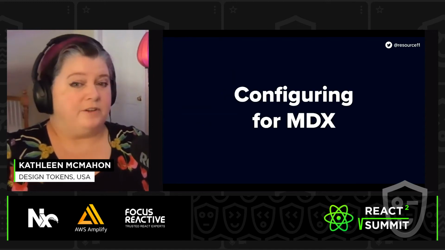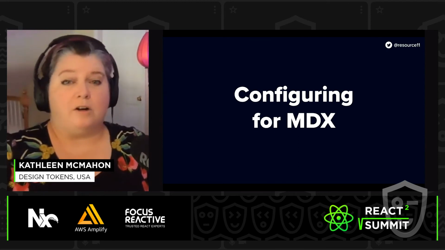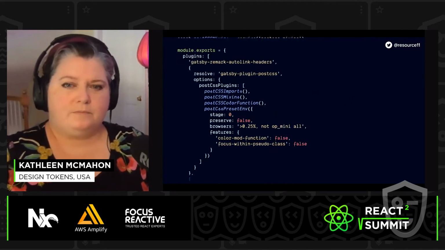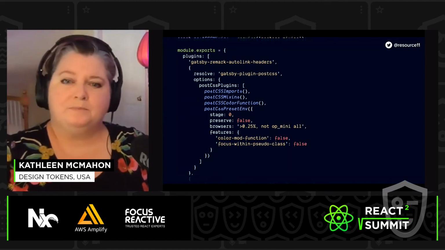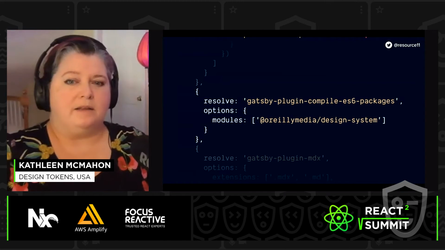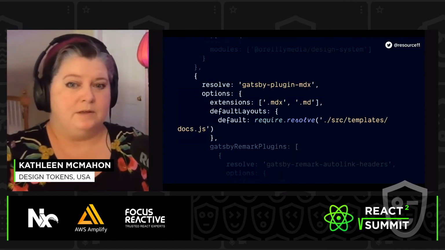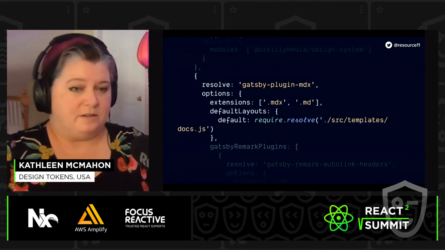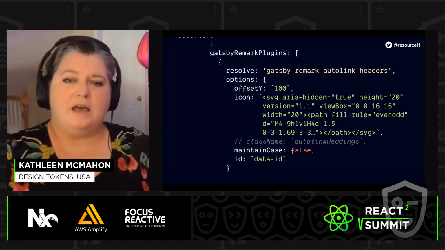The default setup for Gatsby is great. However, we needed to make some adjustments so Gatsby worked for our needs. In the Gatsby config file, we added gatsby-plugin-postcss to support PostCSS. gatsby-plugin-compile-es6-packages to support our design system package. gatsby-plugin-mdx so the site would recognize MDX files. gatsby-remark-autolink-headers to generate autolinks for page headings for better screen reader and keyboard support.